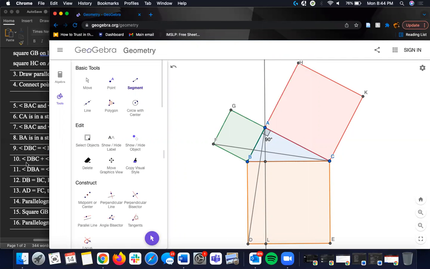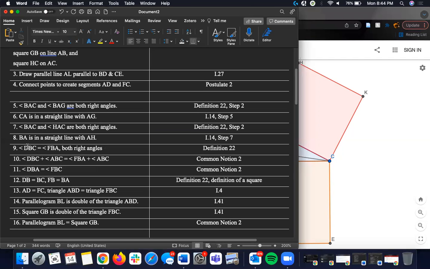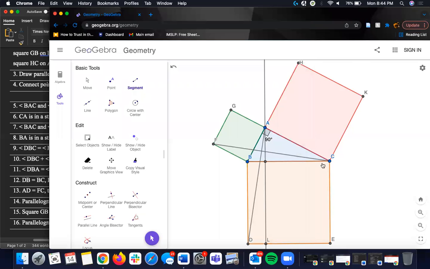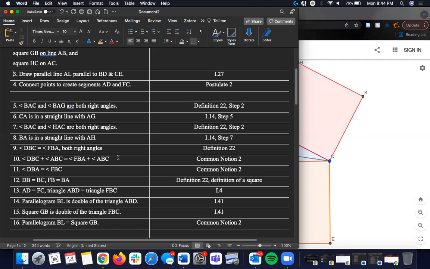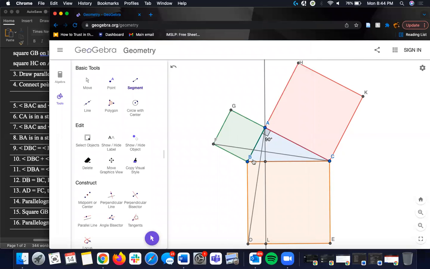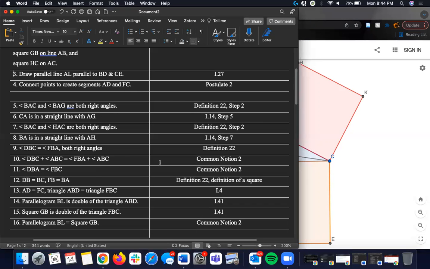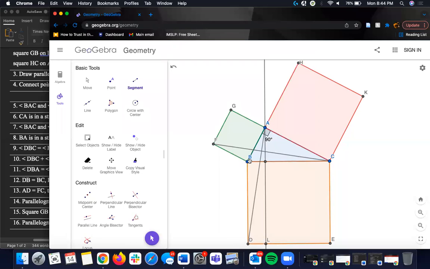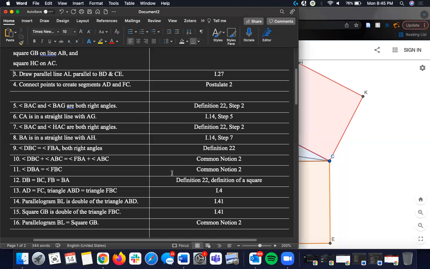Now, when we look at these triangles, we need to show that the angles are equal and the sides are equal. So angles DBC and FBA are both right angles, as you can see here. Now, when we add the angle ABC to both of them, they're equal to each other. We know because equals added to equals are equals, according to Common Notion 2. So FBA plus ABC is equal to DBC plus ABC, which means these larger angles that are created, DBA and FBC, are equal to each other, also from Common Notion 2.